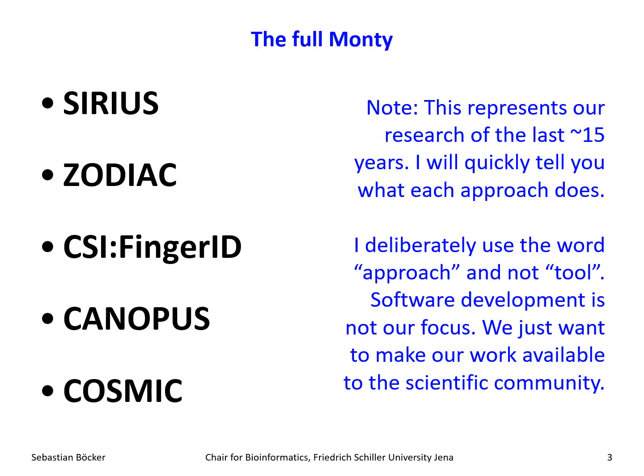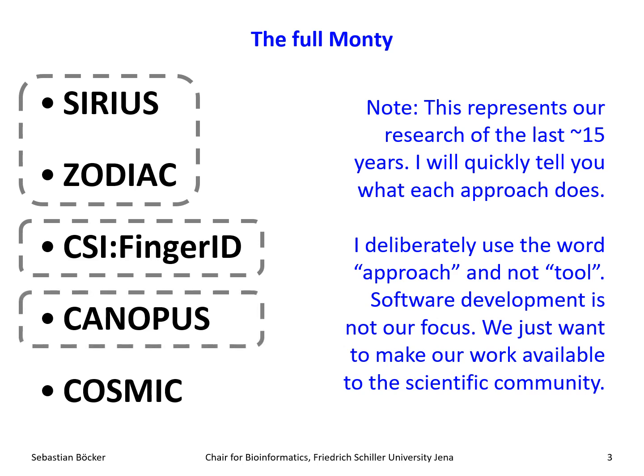This talk is part of a series of talks. There have been talks about Sirius, Zodiac, CSI FingerID, Canopus, and now Cosmic. You might want to listen to the other talks if you want to know more details. For example, I have a much longer introduction in the talk about Sirius and Zodiac, and then we're using a lot of the results from the CSI FingerID talk, so it might be useful to listen to those first.